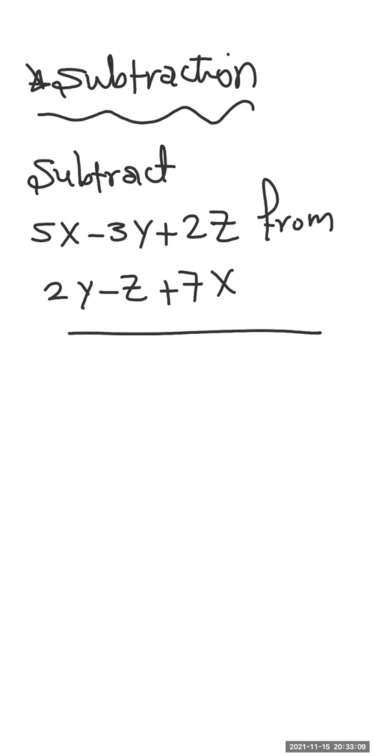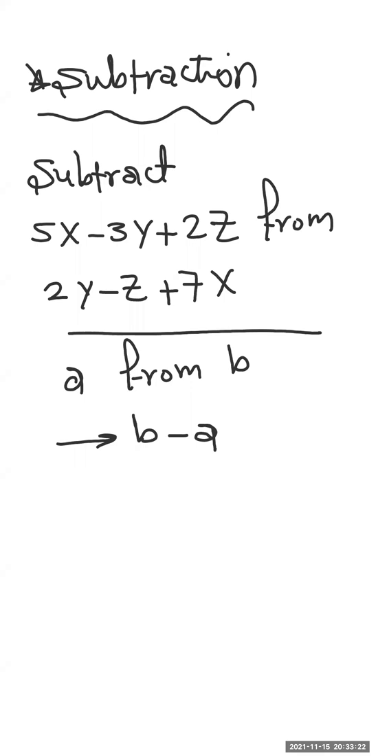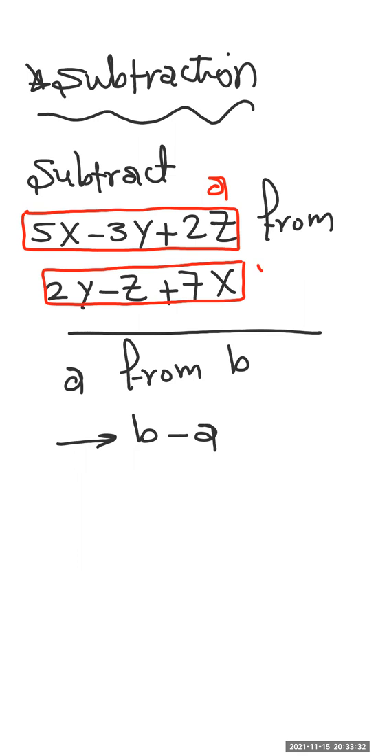Actually, guys, we said before in the last session that if we want to subtract a from b, this means it's b minus a. So now, to subtract this term, which we will consider as a, from this term, which we will assume is b, it's b minus a, so the second minus the first. Write down the second expression: 2y minus z plus 7x.